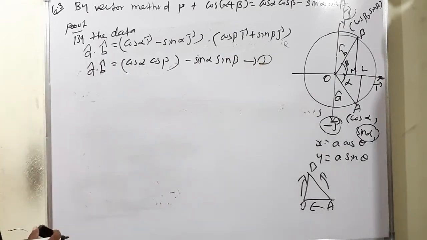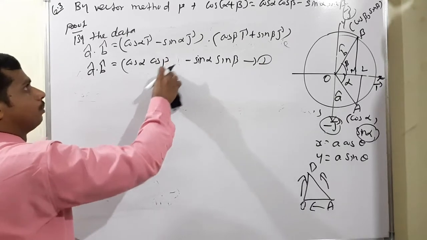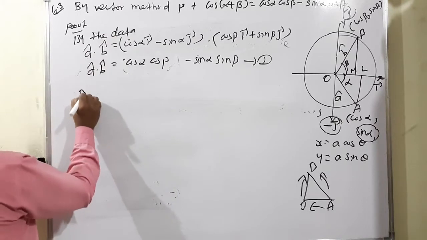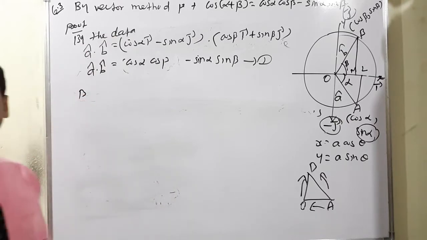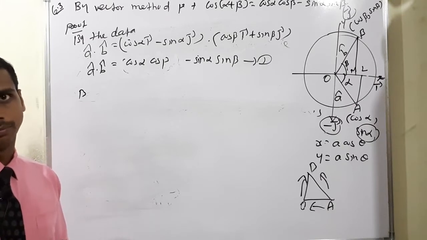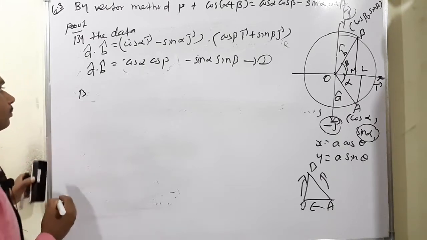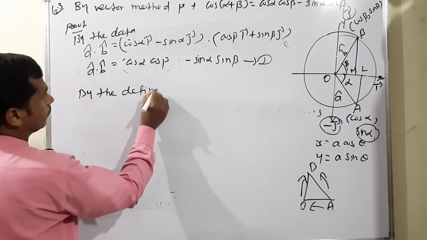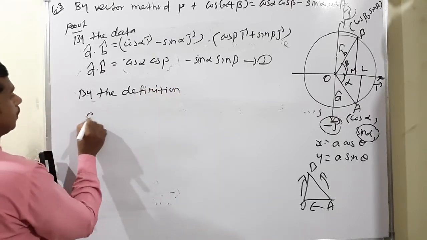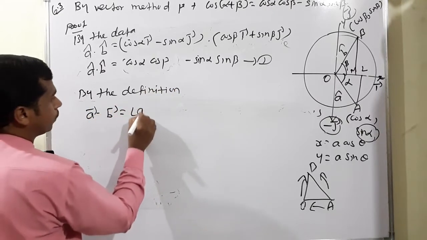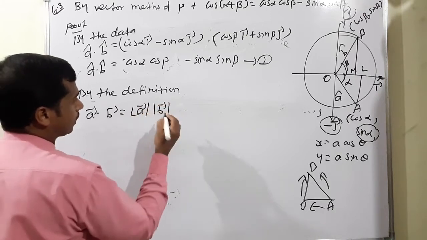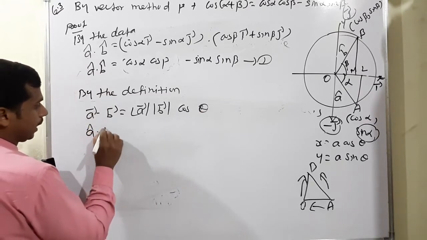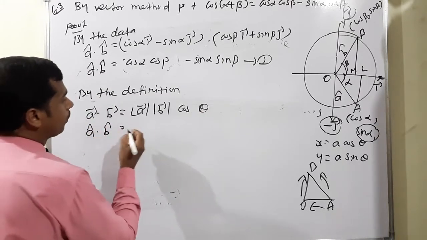Now look, cos alpha into cos beta minus sin alpha sin beta. This is equation number 1, by the data. By the definition, we already know A vector dot B vector is modulus of A vector into modulus of B vector into cos theta. So by the definition, A vector dot B vector is equal to modulus of A vector into modulus of B vector into cos theta. Instead of vector, consider A cap dot B cap.